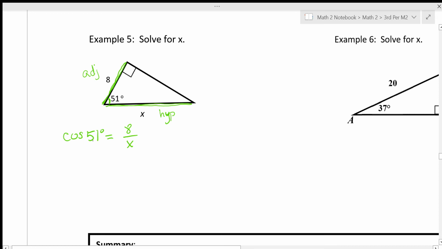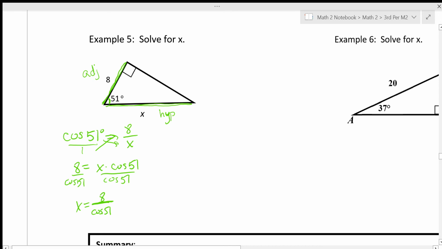So cosine of 51 is really cosine of 51 over 1, and then we can cross multiply. We get 8 equals x times cosine of 51 degrees. Then to get x by itself, we divide by cosine of 51 degrees, so x is equal to 8 divided by cosine of 51 degrees. It gets a little trickier to input this in our calculator, so we're going to change that 51 to a decimal, or round it early.